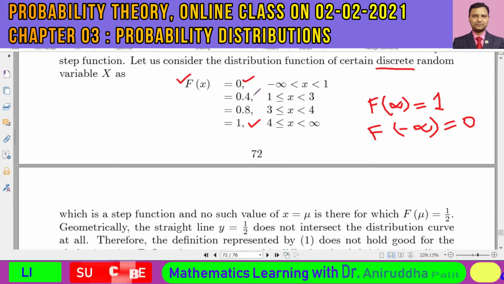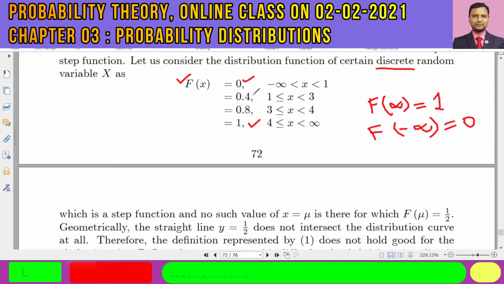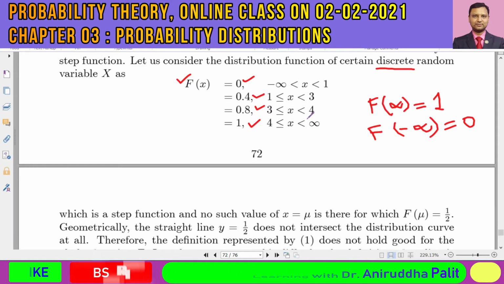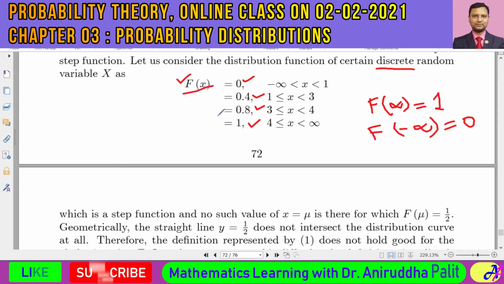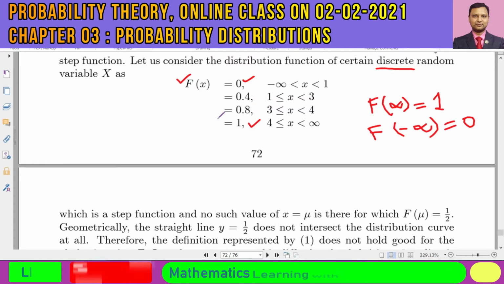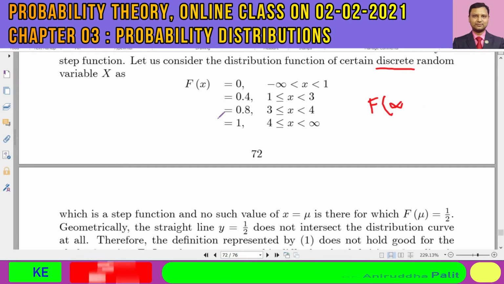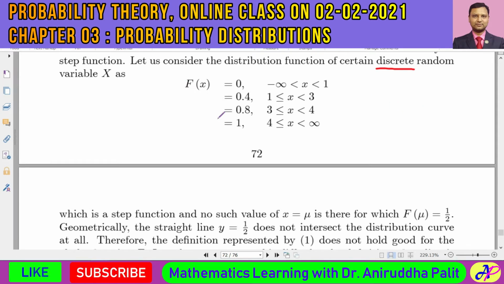And if you consider these values, they are increasing: 0, then 0.4, then 0.8. So these values are increasing. That means the function is a step function, and it is a monotone non-decreasing step function. Okay, and other properties are also satisfied by this kind of function capital F to be a distribution function.